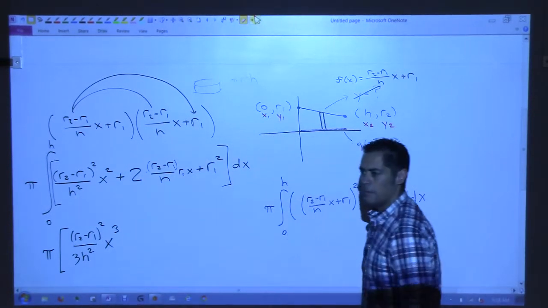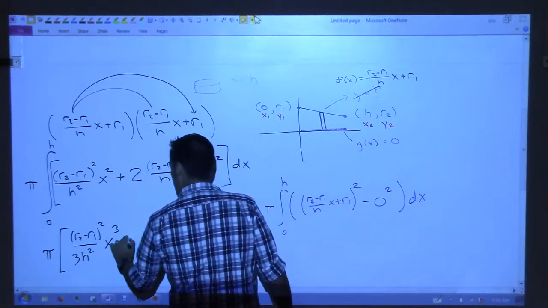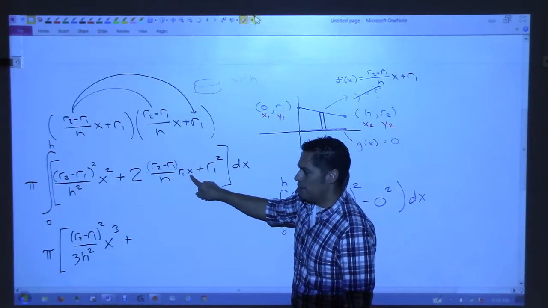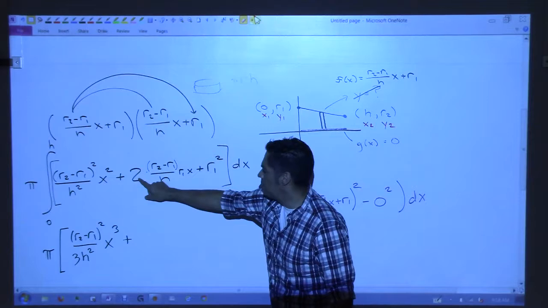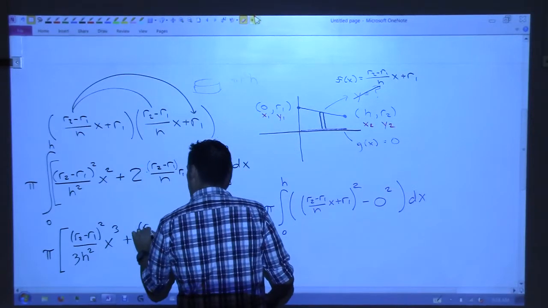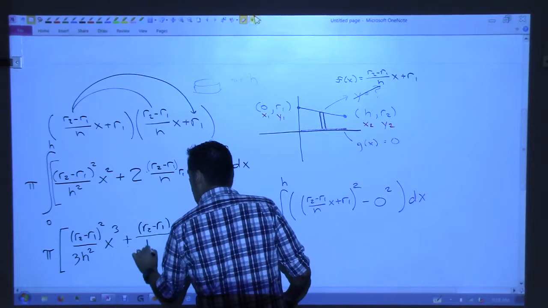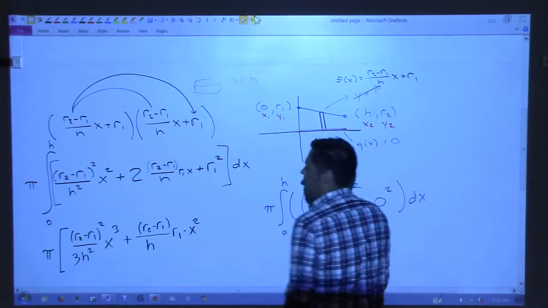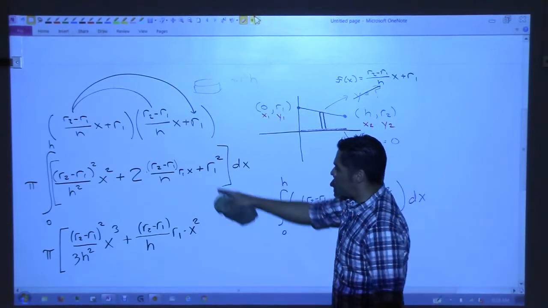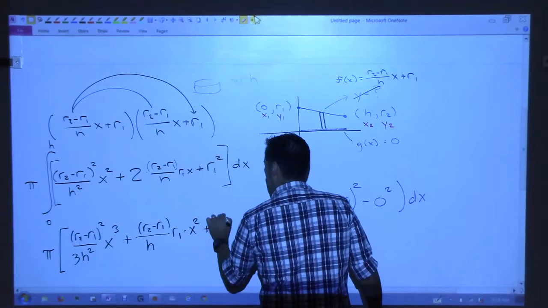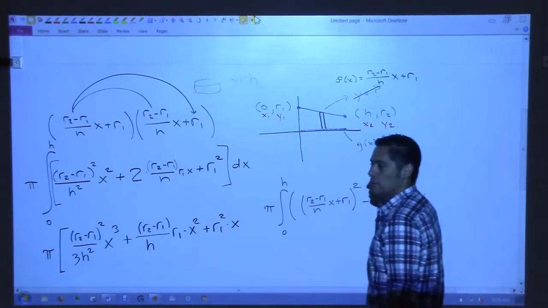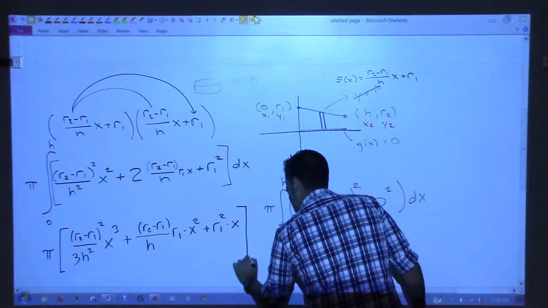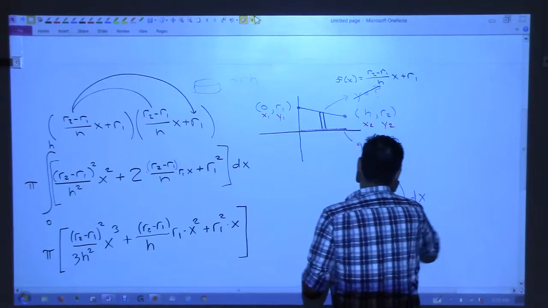Okay? And then plus, now the antiderivative just of x is 1/2 x squared, right? And that 1/2 is going to kill the 2. Yeah? So I'll have that (r2 minus r1) all over h. I still have the r sub 1, and then x squared. And then I integrate this. This is just a constant, so r sub 1 squared times x. Right? Okay. And I'm evaluating this from where to where?